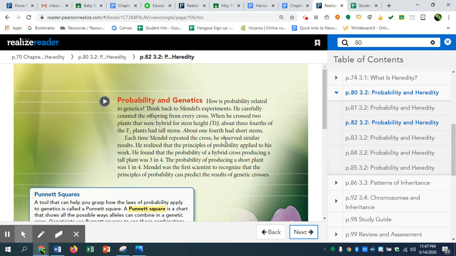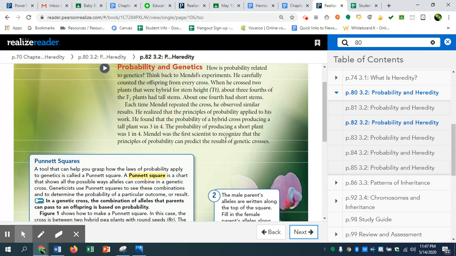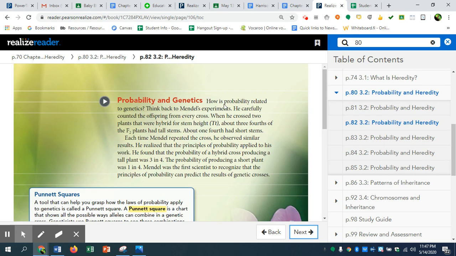And this ties into Punnett squares, because we're going to be doing probability out of 4. Remember, think of 4 quarters. 4 quarters equal $1. So 25 plus 25 plus 25 plus 25 equals 100. Keep that number in mind. And let's talk now about probability and genetics. How is probability related to genetics?